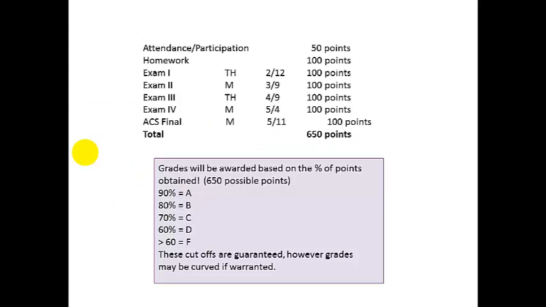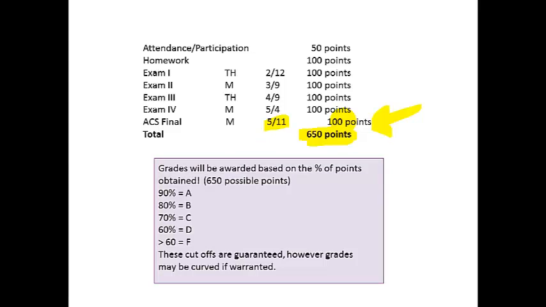Here's how the points are divvied up. For a total of 650 points for the course, you get 50 points for attendance and participation. And I do take attendance at every lecture and recitation. Homework is worth 100 points this semester. You can bet that when I ask you to walk up and put your homework problem on the board in recitation, if you're not ready to go with the question I assign you, then you'll lose the credit for that day. There's going to be 4 exams, each worth 100 points. And then the ACS final given during exam week on May 11th will also be worth 100 points.